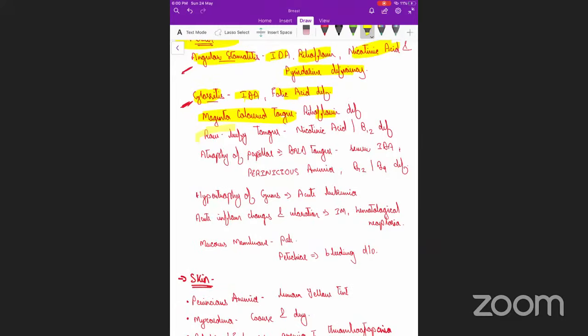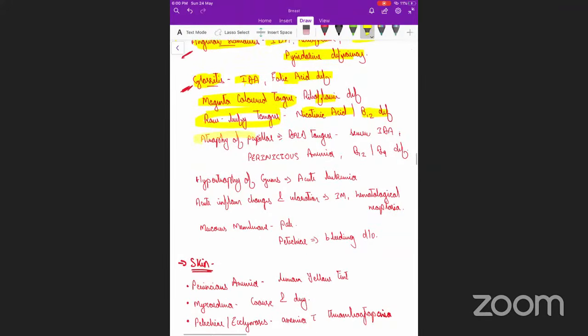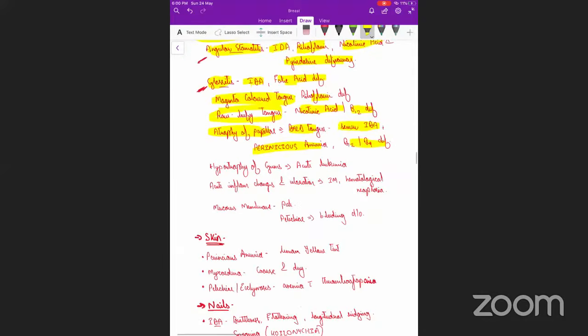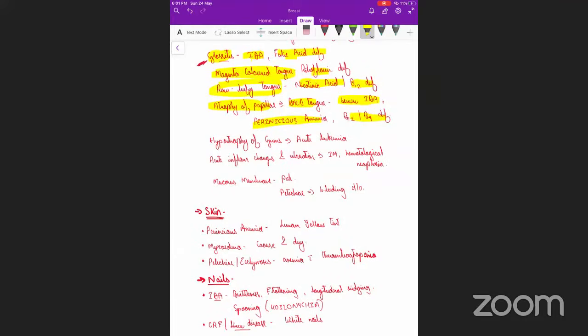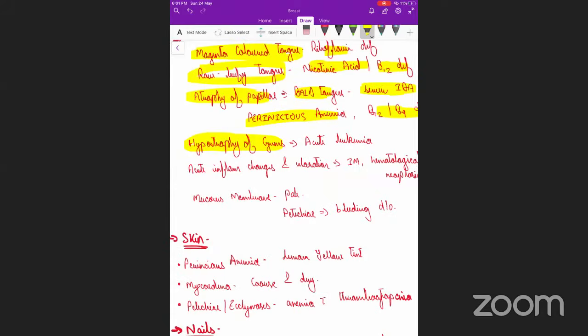Raw beefy tongue you can see in nicotinic acid or B12 deficiency. Atrophy of the papillae, that is nothing but bald tongue. This is seen in severe iron deficiency anemia, pernicious anemia, B12 or B9 deficiency. Then comes hypertrophy of gums. This can be seen in acute leukemia. Which type of acute leukemia do you see hypertrophy of gums in? Anyone? Yes, Aditya, very good.